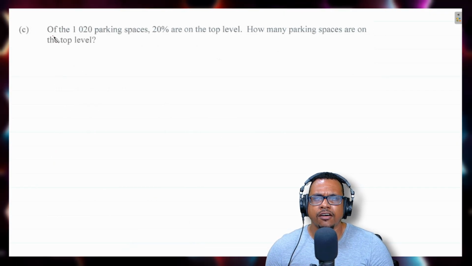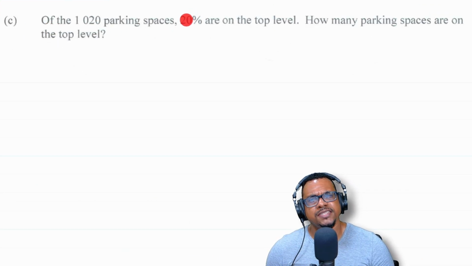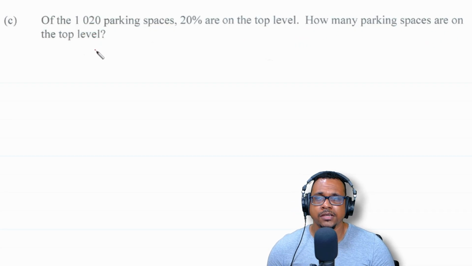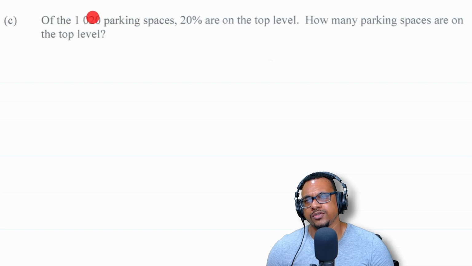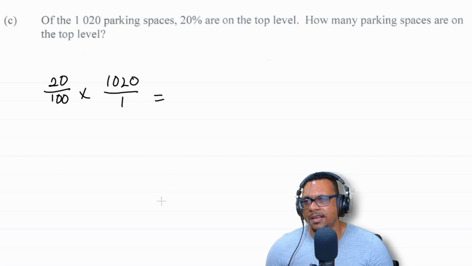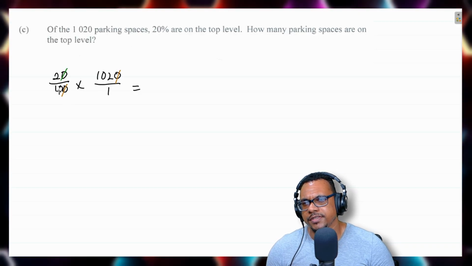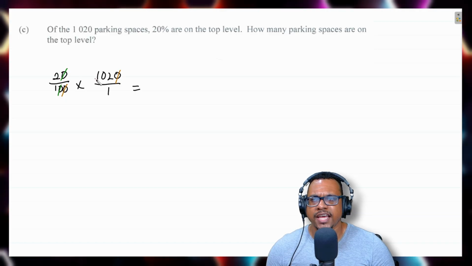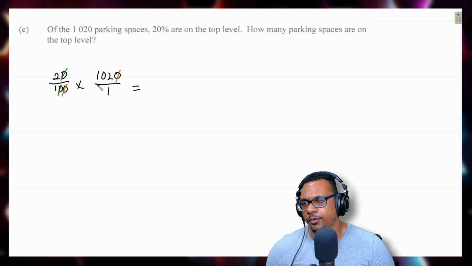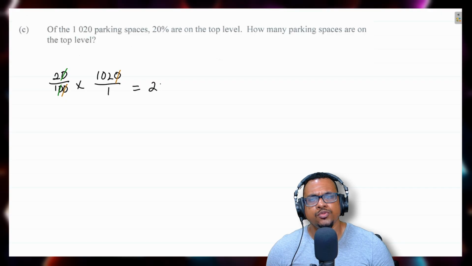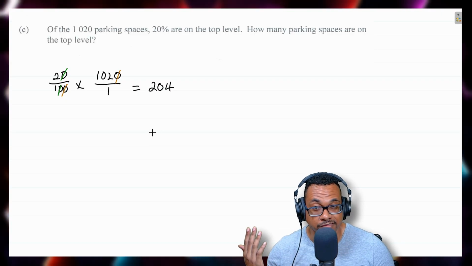Now for part C, we have, of the 1,020 parking spaces, 20% are on the top level. How many parking spaces are there on the top level? So that's simple. Just find 20% of 1,020. So 20%, which is 20 over 100, multiplied by 1,020 is equal to, and again, this we call simple cancellations, cancel the 0 here, cancel the 0 here, and all we end up with is 2 times 102, which is 204. So the answer will be 204 parking spaces are on the top level.